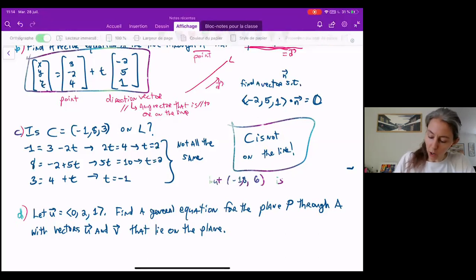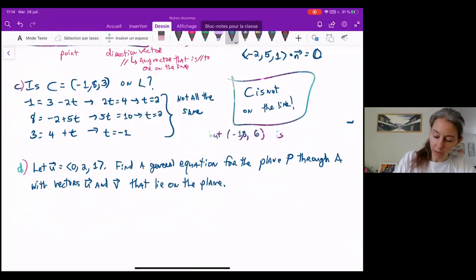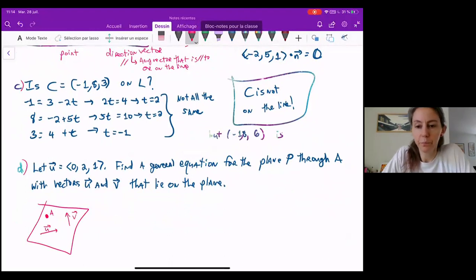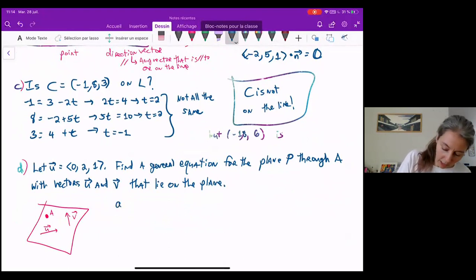Okay, so here we are given, I'm just going to draw a picture. We have a plane, and I know this point A is somewhere on the plane, and then I know the vector U is on the plane, and I know the vector V is on the plane. Yeah, exactly, Jake. So I want a general equation for the plane. So what does a general equation look like? It looks like Ax plus By plus Cz is equal to D.